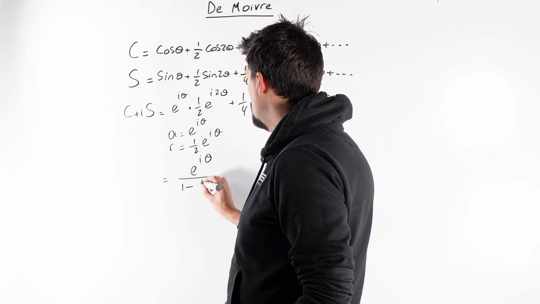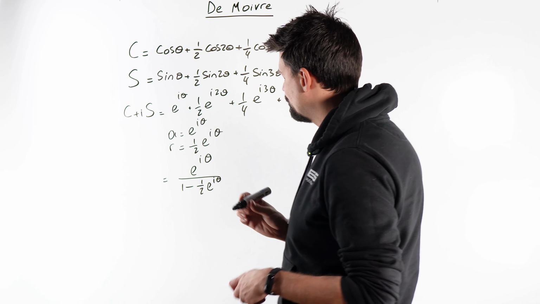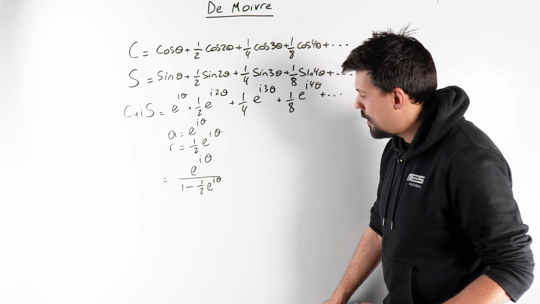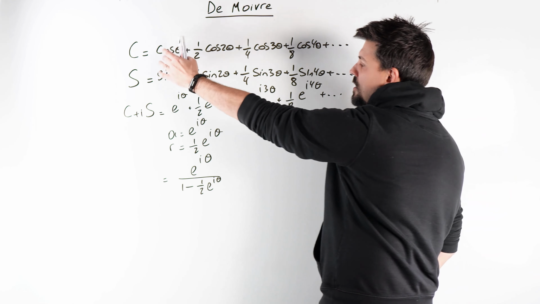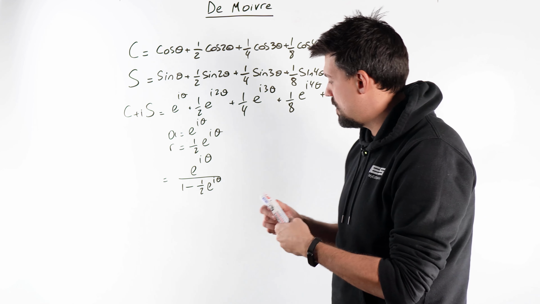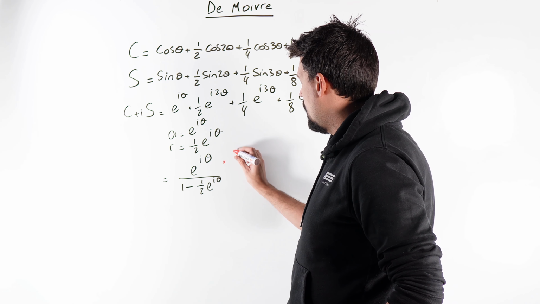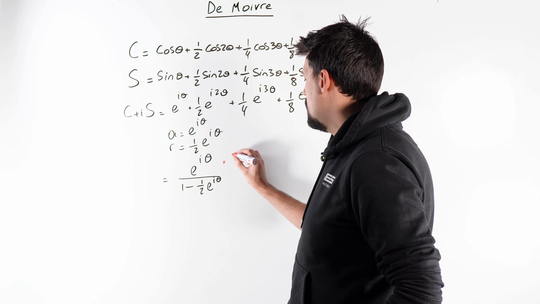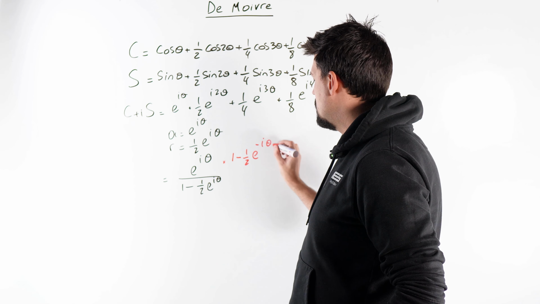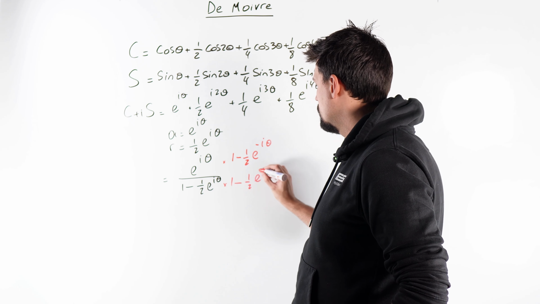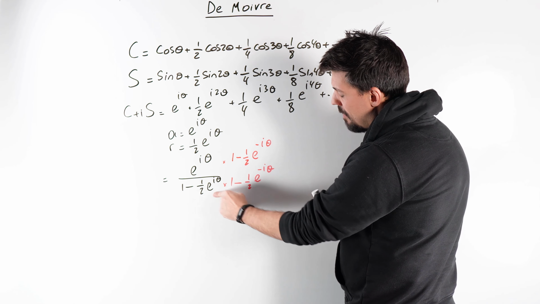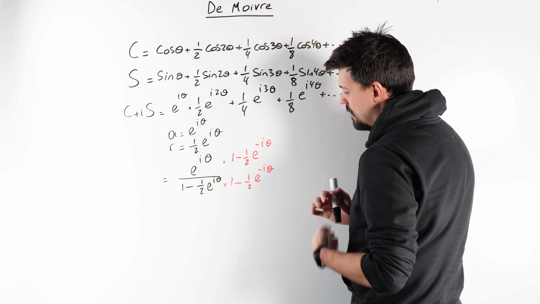a over 1 minus r. Now, it can be worth checking out a few things, but what we really need to do here is, since there's a geometric series in there, get rid of the complex numbers in the denominator. So I'm going to multiply the top and the bottom by 1 minus 1/2 e to the minus i theta. Little trick that people do tend to get wrong. If I want the complex conjugate of this number, I don't need to change that sign. I just need to change that e to the i theta.